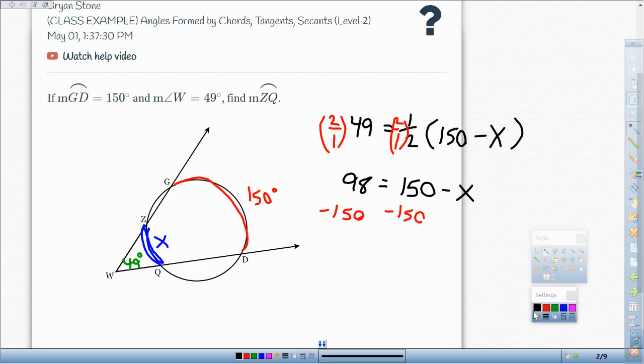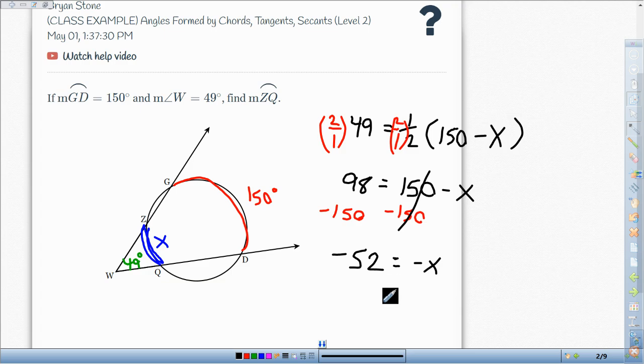Okay, so we have 98 minus 150, and that gives us negative 52 on the left. On the right, we have still negative x. Don't forget that negative. Okay, and we basically have our answer in front of us.